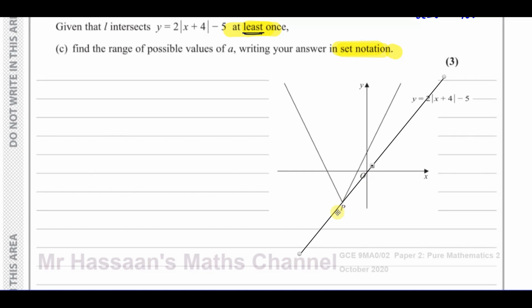So basically, if the gradient is greater than this value here, then it won't intersect at all. It will be like this. It's not going to intersect because it's going to miss that, right? So we need to know what that gradient is. That's the limit here of one of the gradients. So I know that the point P, we worked out the point P has coordinates, as we can see, -4.